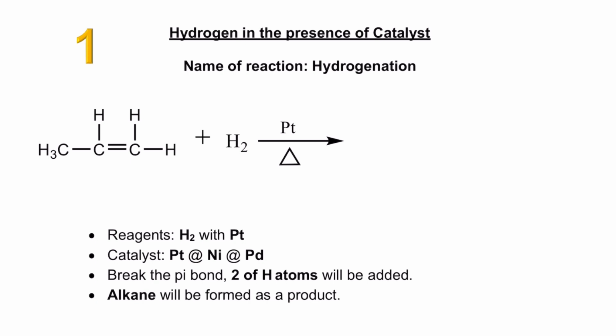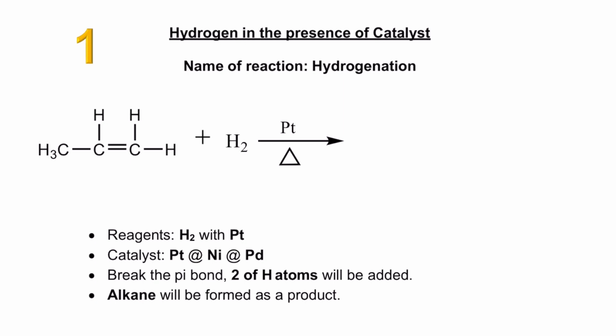Apabila awak ada hydrogen in presence of catalyst, saya akan tulis alkene saya plus H2, produce Pt dekat atas, iaitu kita punya catalyst, dan heat dekat bawah. So reagents, cara nak tulis adalah H2 with Pt. Pt boleh digantikan dengan nickel, palladium. So apa yang terjadi dekat sini, kita akan buat proses hydrogenation. Hydrogenation bermaksud you break the pi bond here and you add 2 hydrogen atoms.